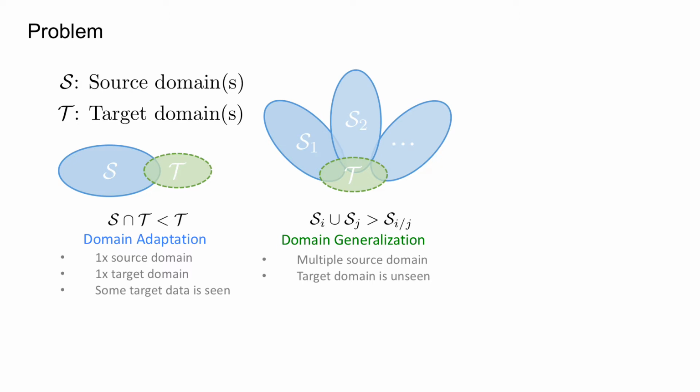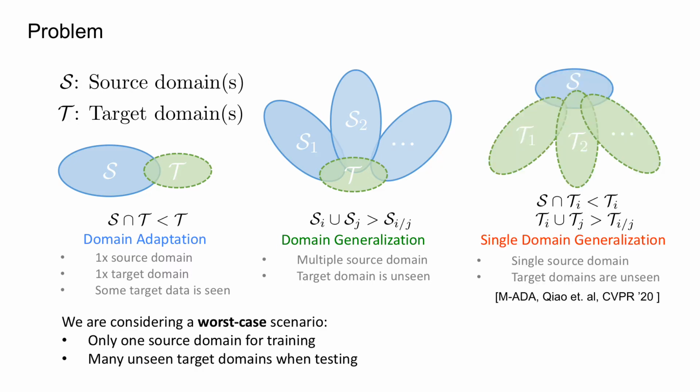domains. Here, we consider a worst-case scenario. What if we only have one source domain, but expect the model can generalize well to many unseen target domains? The problem is called single-domain generalization.